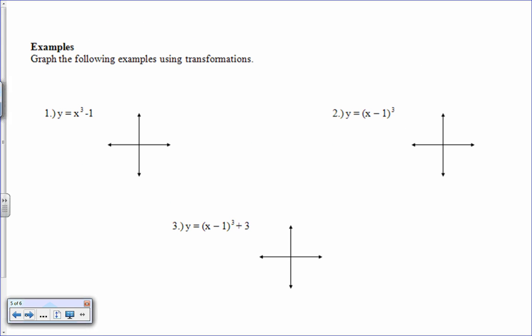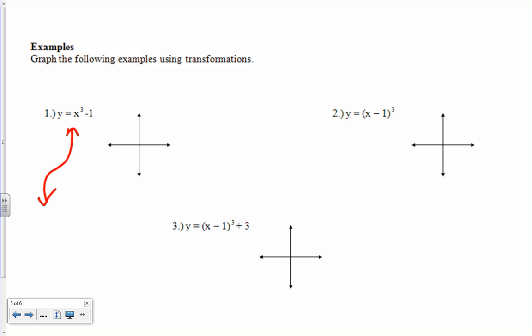All right. Let's try some more here. Graph the following using the transformations. So what's the parent graph for number 1? X to the third. So it kind of looks like a little kind of snake-looking thing, right? Like that. Okay. So now we got to figure out where I got to put that.